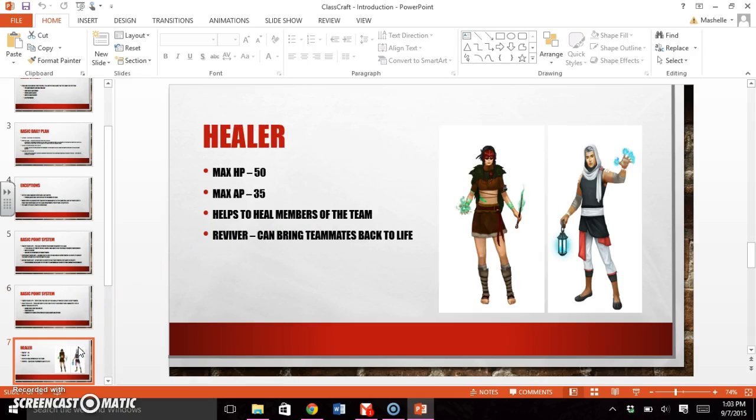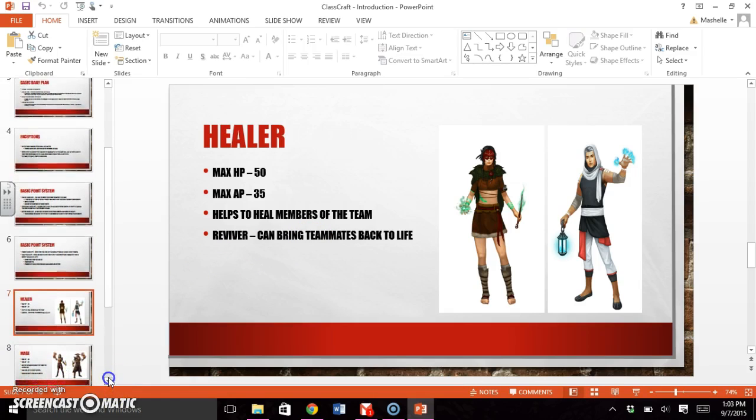Now, the 3 main characters. The first type we have is the healer. These are just costume ideas of what the healer looks like. The healer starts out with 50 health points and 35 action points. Now, the main idea of the healer is to heal other members of their team. They can also, if they have the right power, bring teammates back to life, as in they can keep the teammate from having to suffer the consequences of death. Each team needs to have at least 1 of each character, is my suggestion. Okay, so we have the healer.